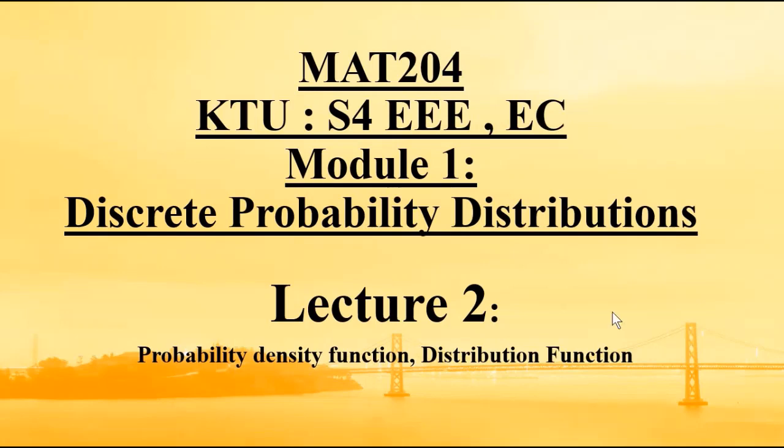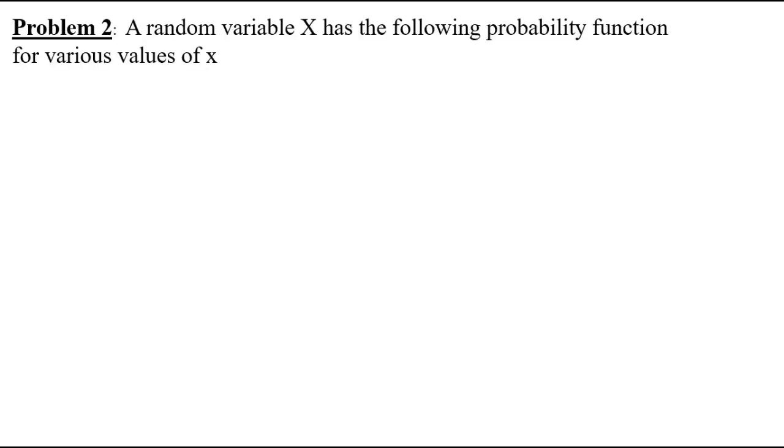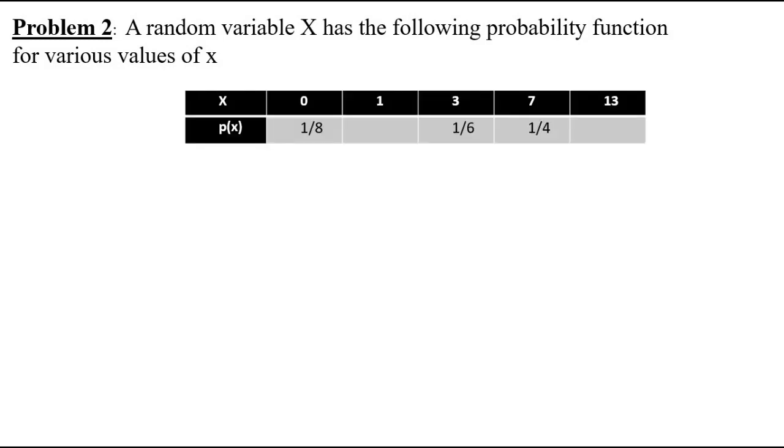Hi all, in this lecture let us explore some more problems on probability density function and distribution function. A random variable capital X has the following probability function for various values of X. The table is given. In this table we don't know the value of alpha and beta. Find alpha and beta if this condition is satisfied.